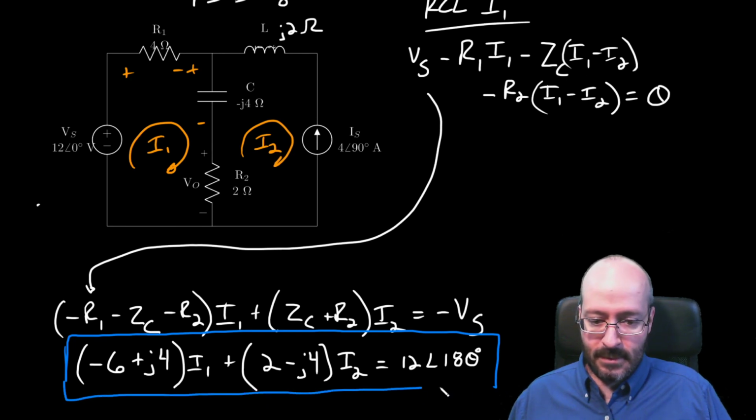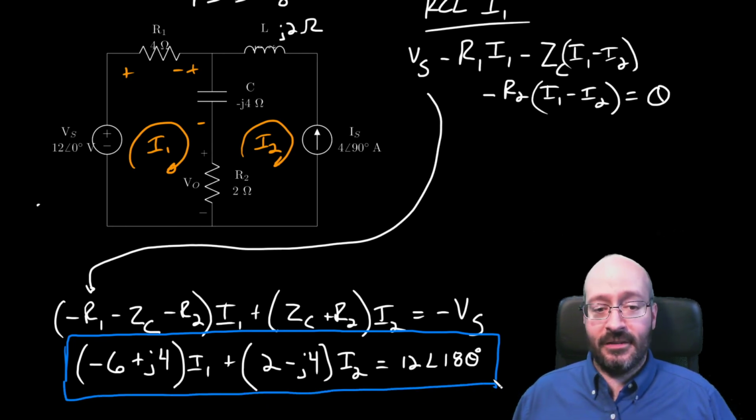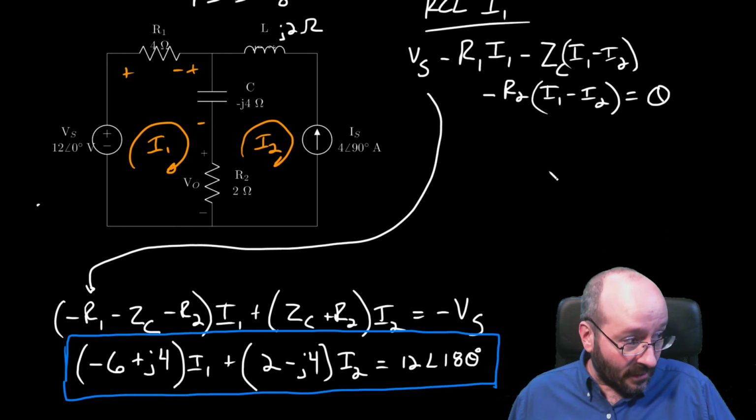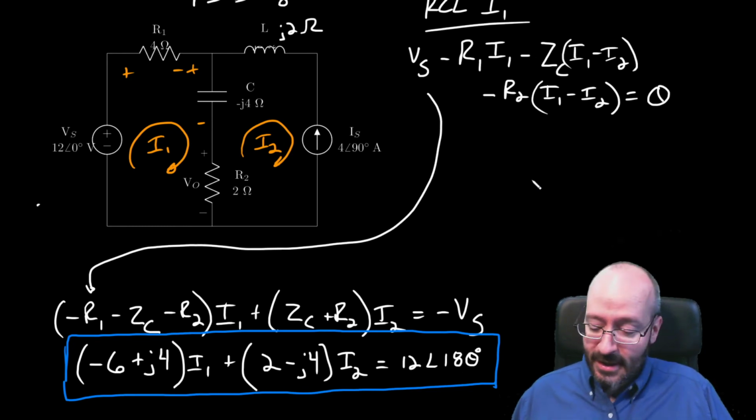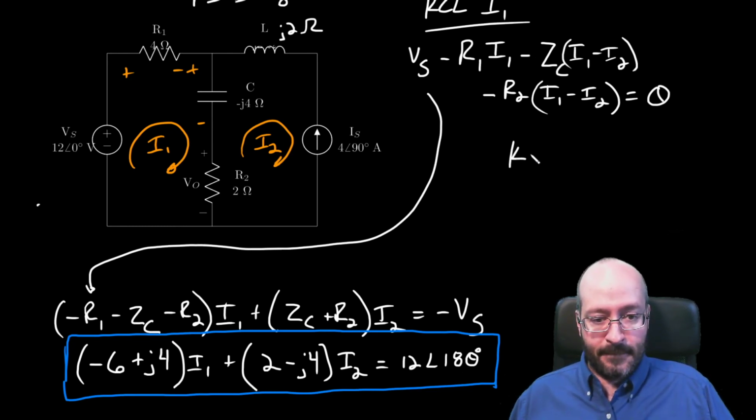Okay, that's our first equation. Our second equation is the KCL. I might be able to fit it right above my head, you think? KCL for I2.